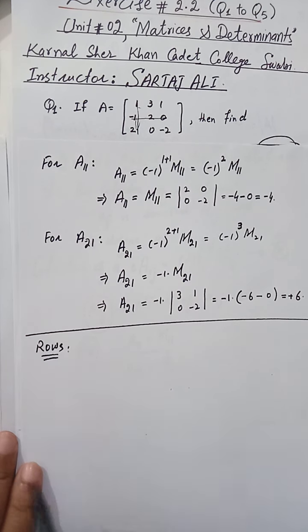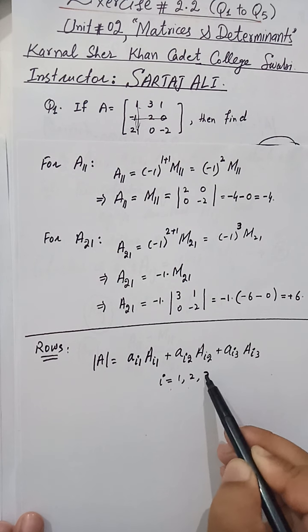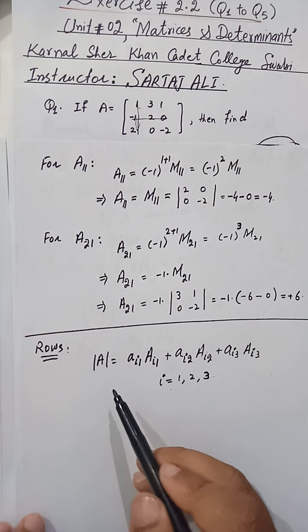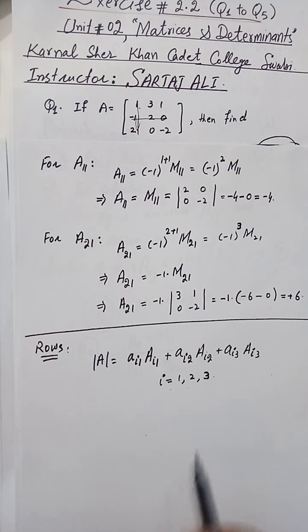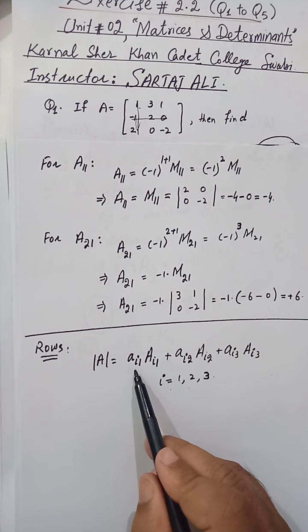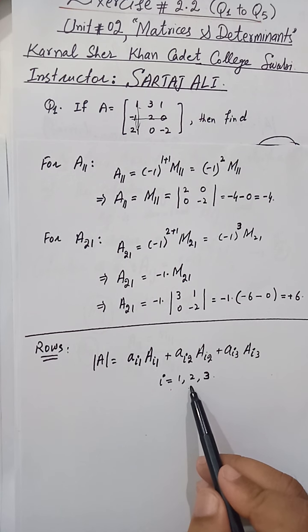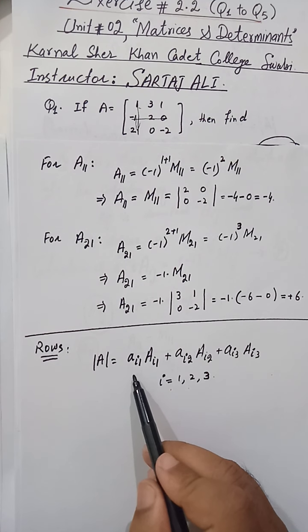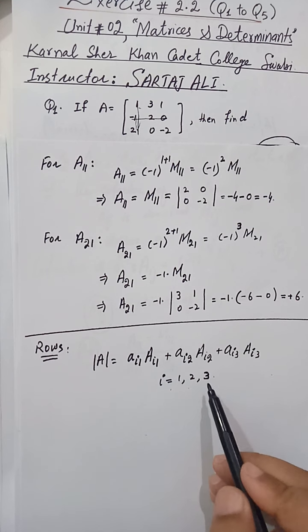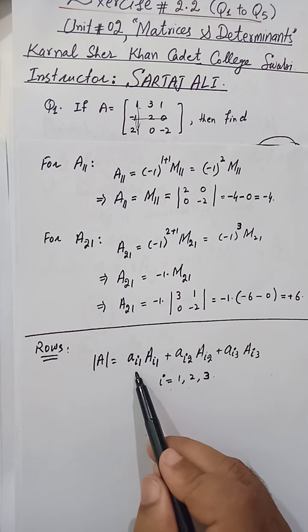If you want to use the first row, you need to put i equal to 1. Here the matrix is of order 3 by 3, so i will run from 1 to 3. If you are interested to find the determinant of the given matrix with the first row, you need to put i equal to 1. If you are interested to find the determinant with the second row, you need to replace i by 2. And similarly, if you are interested to calculate the determinant with the third row, you need to replace i by 3.